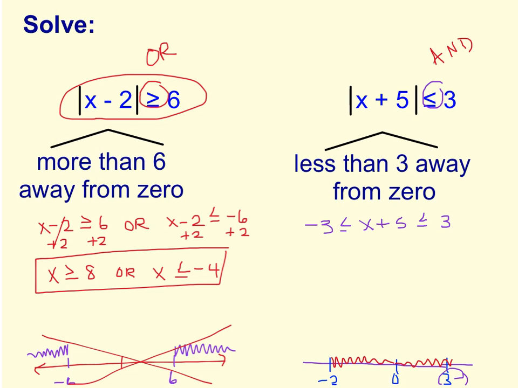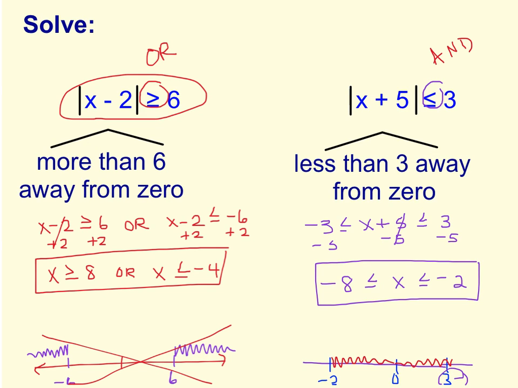All right, so let's solve for x in the middle. We'll subtract 5 from the middle, the right, and the left. So that leaves us with negative 8 is less than or equal to x, which is less than or equal to negative 2. And that one is solved.